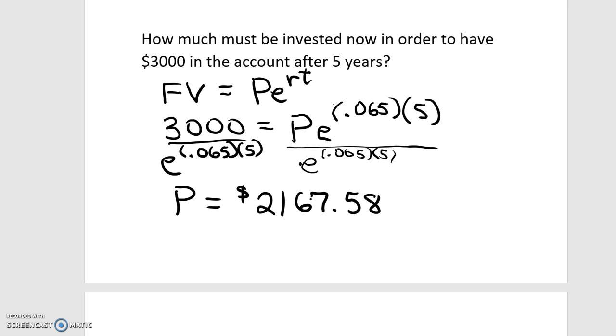Now you will notice that I changed the side of the number and the P, but remember, as long as you change both sides, it does not matter as long as both sides are swapped. So in order to have $3,000 in an account after 5 years, we need to invest $2,167.58 now.